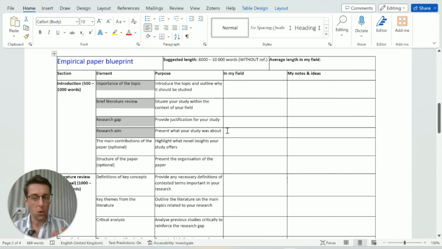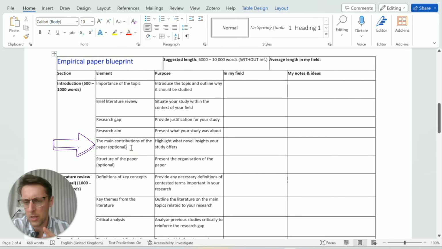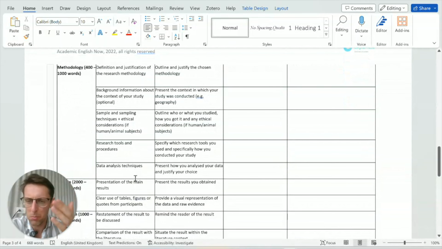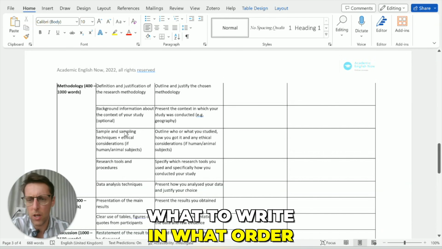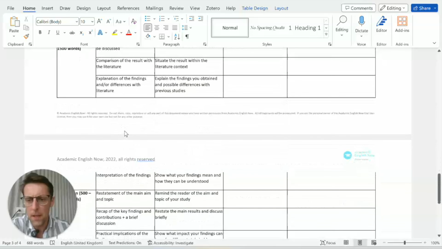If you don't believe me, open any paper, any empirical paper in your field, and you will see this order, I guarantee. And there are two optional elements, like to show the main contributions of your paper and the structure of your paper that can come after the aim. And following a blueprint like this can really give you a coherent story, and it also speeds up your writing tremendously. It speeds it up because you know kind of what to write, in what order, and you know what the purpose is.